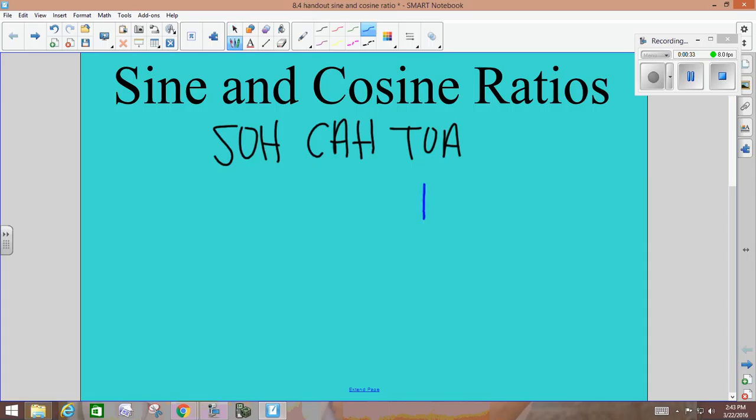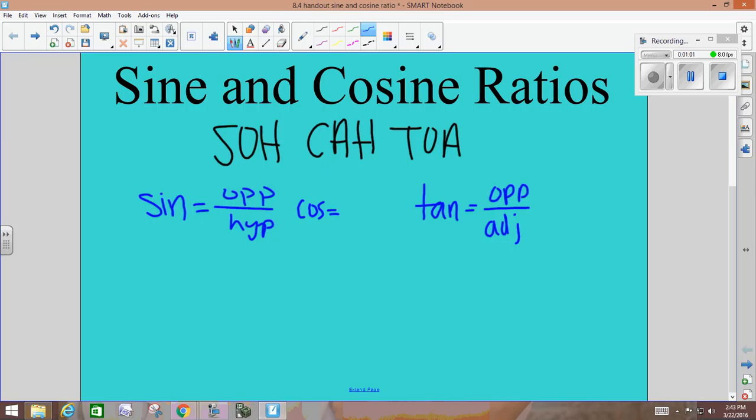Yesterday, we learned that the tangent ratio is the length of the opposite side over the adjacent side. Tangent is opposite over adjacent. Today, we're learning that sine is equal to the opposite side over the hypotenuse. And cosine is equal to the adjacent leg over the hypotenuse.